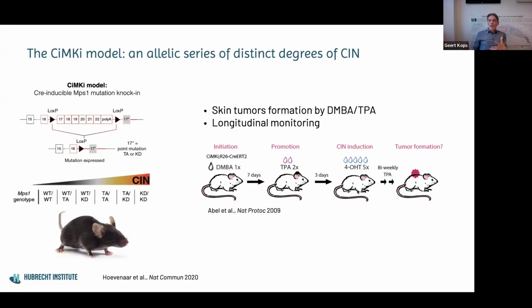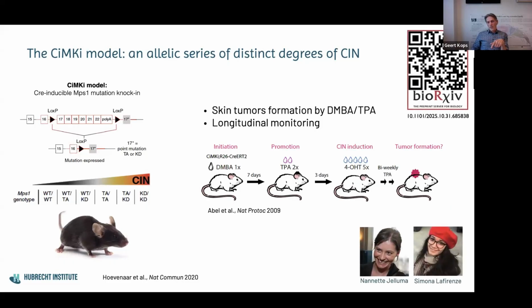The big benefit of this is that because we can look at them and measure the size, and measure the number, and we can do this over time, this is a very interesting model for us. Like I said, this was recently put on bioRxiv, and this was all work by a previous postdoc in the lab, Nanette, and also a talented student that's still in the lab, Simona.